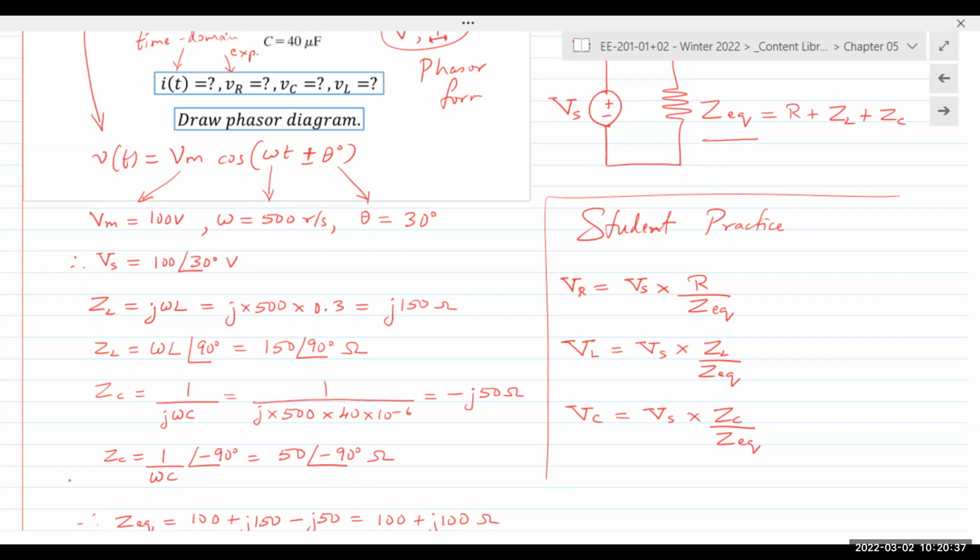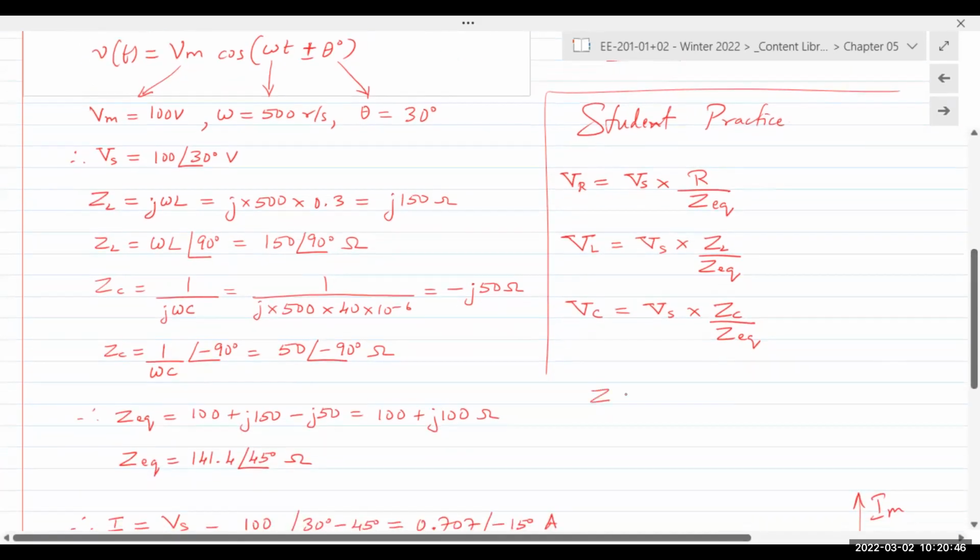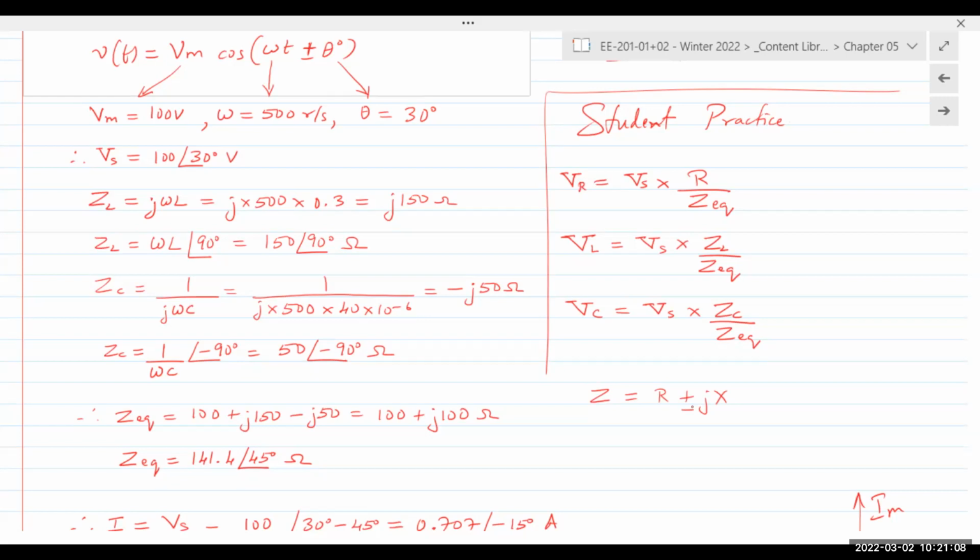That is also an indicator of what kind of load you have. If your load Z is equal to R plus JX, or plus minus JX, and the reactance has a positive value, plus J or plus X, that means it is referring to an inductor. If your reactance has a negative value, it is referring to a capacitor.